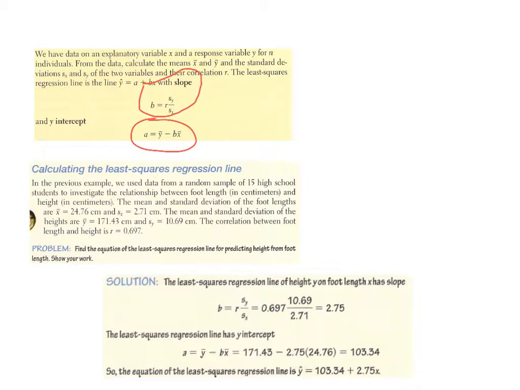In the previous example, we used data from a random sample of 15 high school students to investigate the relationship between foot length in centimeters and height in centimeters. The mean and standard deviation of the foot lengths are a mean of 24.76 and a standard deviation of 2.71 centimeters. The mean and standard deviation of the height is 171.43 centimeters and 10.69 centimeters for a standard deviation. The correlation between foot length and height is r equals 0.697.